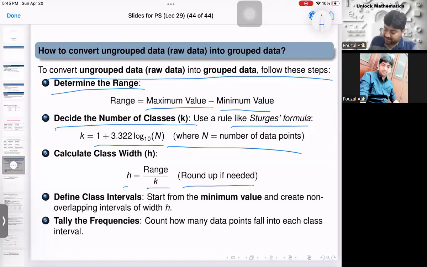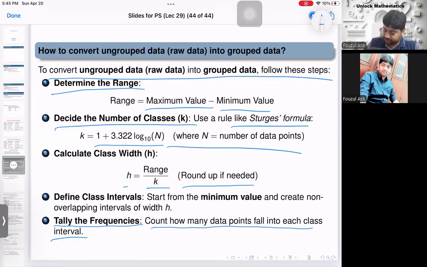And the next step is to define the class interval. With the help of this width and number of classes, we can define the class interval. Start from the minimum value and create non-overlapping intervals of width h. Then finally, tally the frequencies: count how many data points fall into each class interval. This is the standard way to group the data, and sometimes you can also group the data depending on your convenience.